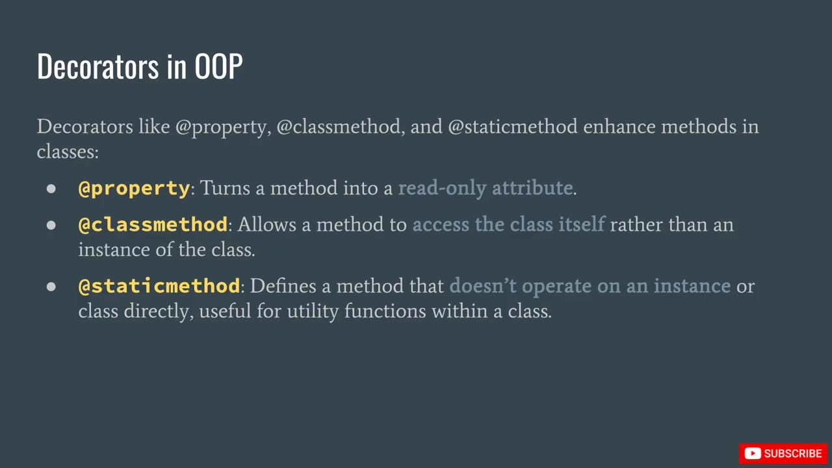Next, the classmethod decorator enables a method to access the class itself instead of a specific instance. This is useful for factory methods or when you need to operate at the class level. Lastly, staticmethod defines a method that doesn't operate on an instance or the class directly. It's ideal for utility functions that are relevant to the class, but don't require access to instance or class-specific data. By using these decorators, you can make your classes more versatile and maintainable, while also providing clear intentions about how methods should be used.